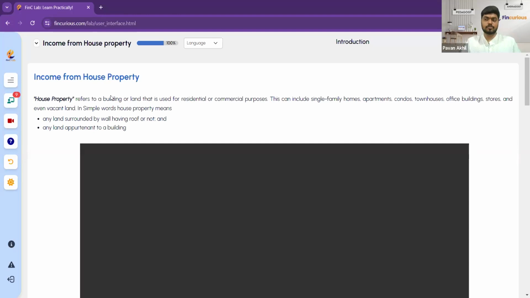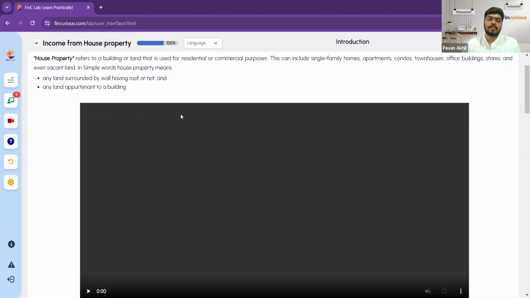But if there is a building, and apart from that building, attached to that building, any vacant land like a garden is there, that is also considered as a house property. Only the vacant sites like plots are not considered as a house property, but any building having this vacant land supporting it is called income from house property.